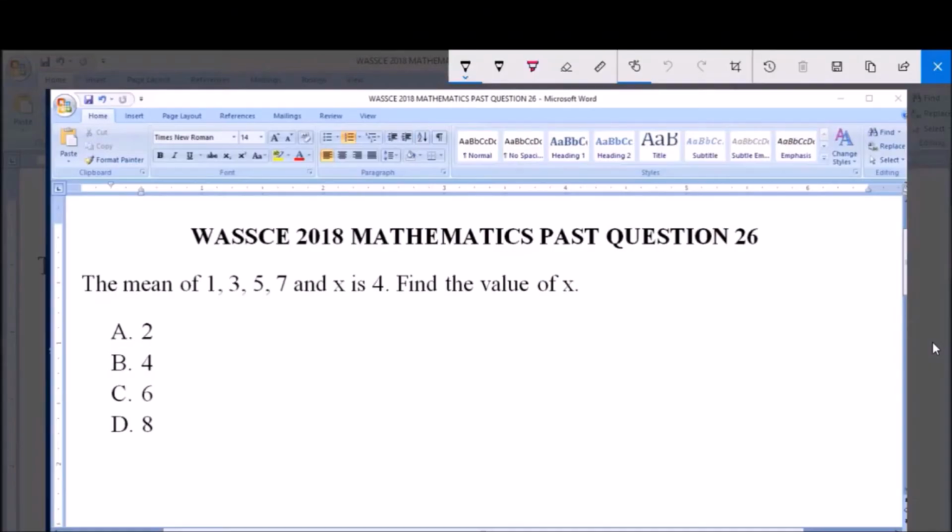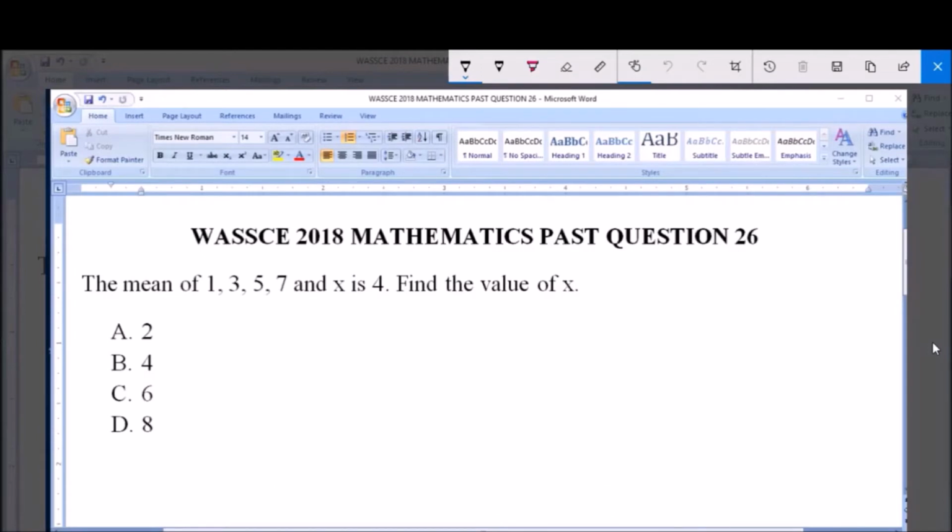Hello, good day and welcome. I'll be answering WASSCE 2018 Mathematics Past Question 26. The mean of 1, 3, 5, 7 and x is 4. Find the value of x. A 2, B 4, C 6 and D 8. So we have to find the value of x.